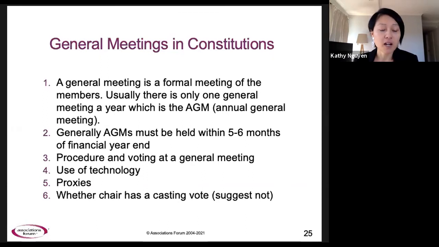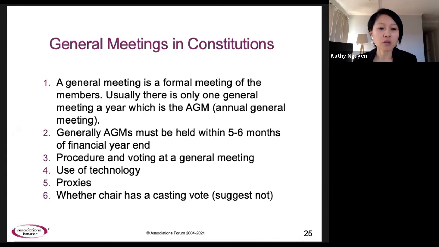So the Constitution would have clauses around the procedure and the voting process at a general meeting. Use of technology. This is really important, and especially last year with COVID, we saw many associations have constitutions that didn't provide for the use of technology, or worse, forbid the use of technology. They hadn't been updated for a few years, and so they've had to update their constitutions to keep up with that.